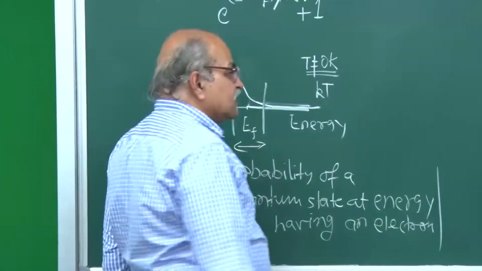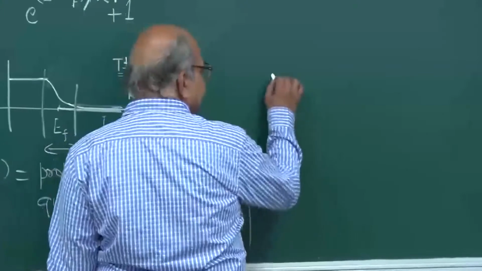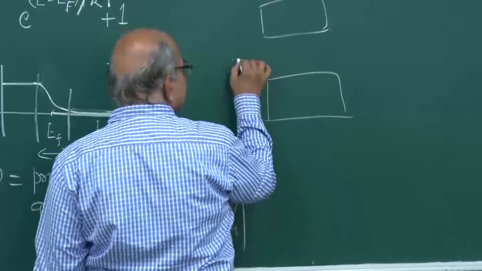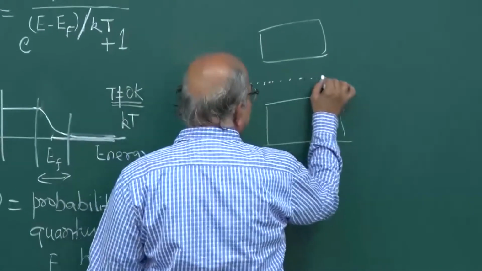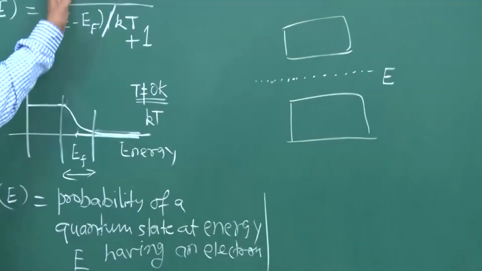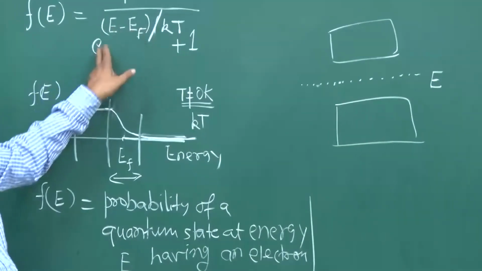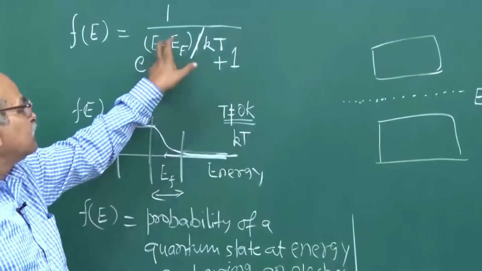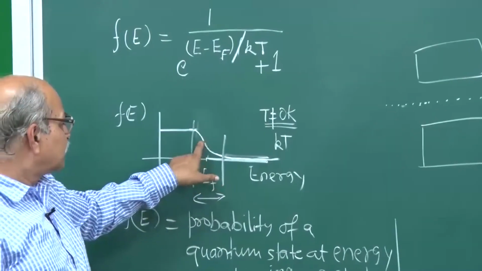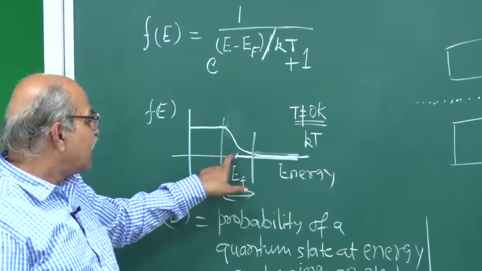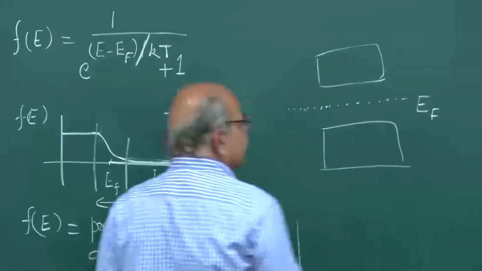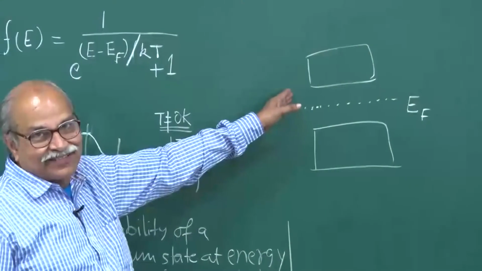So if you have this semiconductor, you have this valence band here, you have this conduction band here, and for intrinsic semiconductors, this EF turns out to be somewhere here in the middle. From this function, at E equal to EF, the exponent is 0 at a finite temperature, so the denominator will be 1 plus 1, and this whole thing will be 1 by 2. So the probability falls to half at this EF. So in this case, EF is somewhere here. There is no quantum state here.